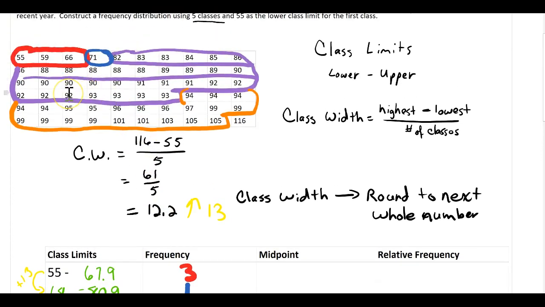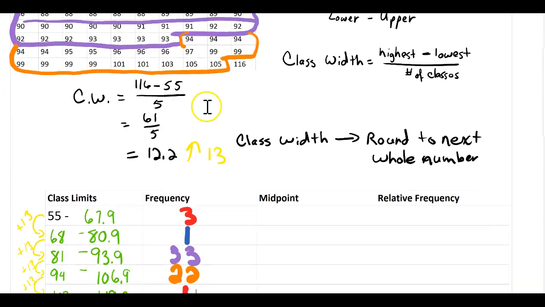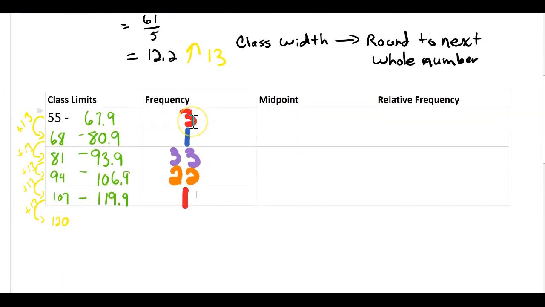If your data is not already in order from smallest to largest, I would suggest you do that. It would be easier to make sure that you get all of them in your frequency distributions. Okay?